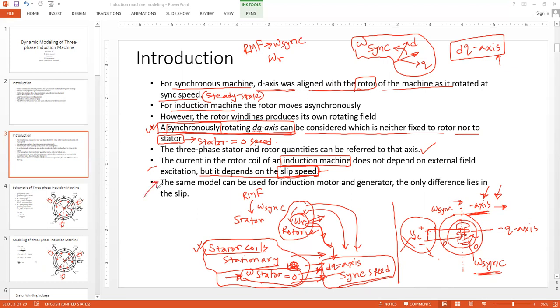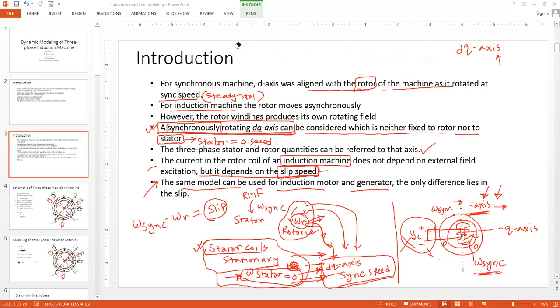And the last point here, which I have also already mentioned, is that you could use the same model for the motor and for the generator. The only difference lies in this omega synchronous minus omega r. This is your S. For the motor, this is positive. For the generator, the slip is negative, because in that case omega r becomes greater than omega synchronous. That is for the generator case.